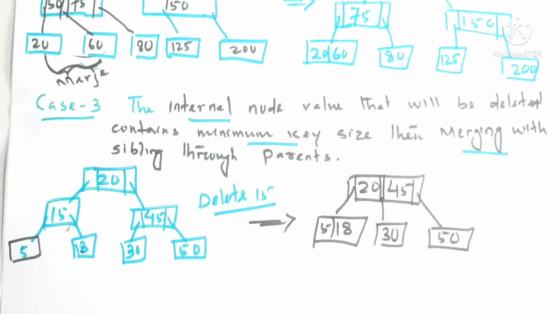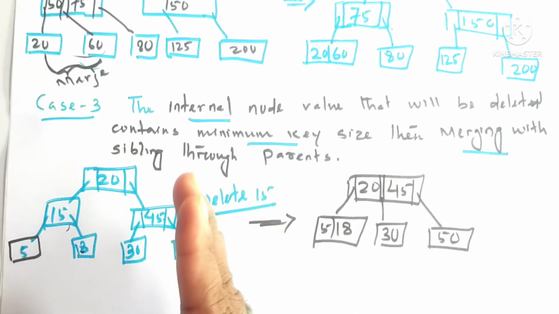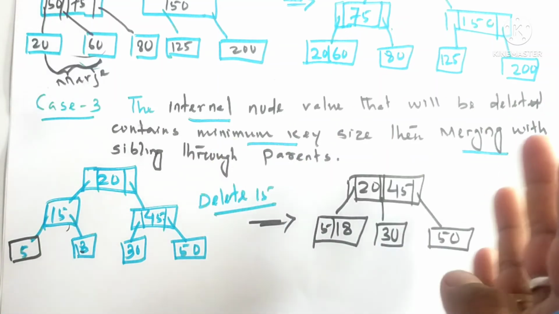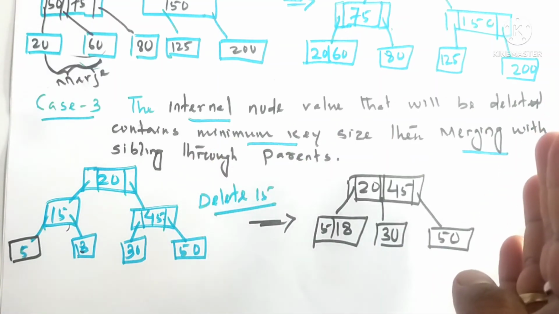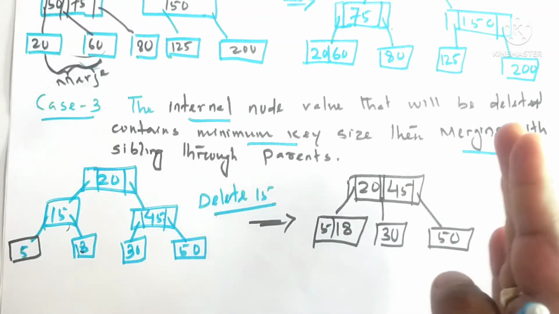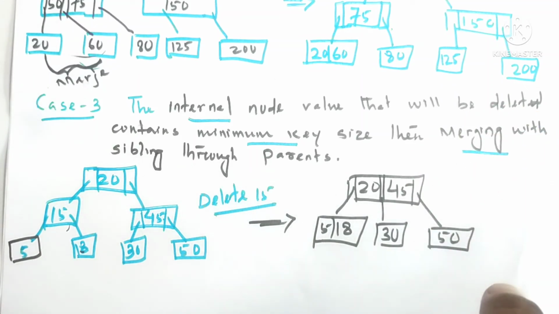Whenever you are going to apply deletion, there are possibilities. You may delete from the leaf node or you may delete from the internal node. If you are going to delete from the leaf node, we have some cases you need to take care of. If you are going to delete from the internal node, we have some cases we need to take care of. So these are the rules you need to follow at the time of deleting a value from the B tree. Let's go for a complete example.